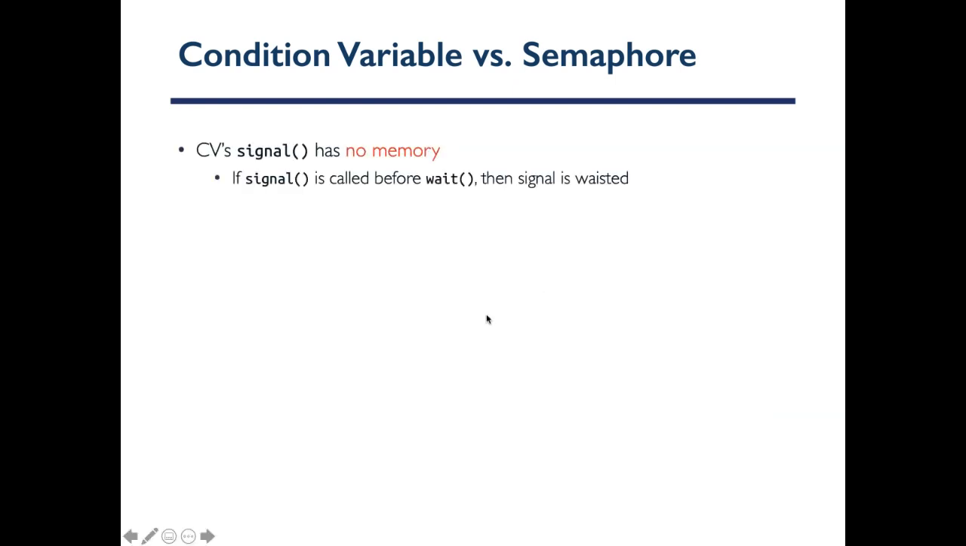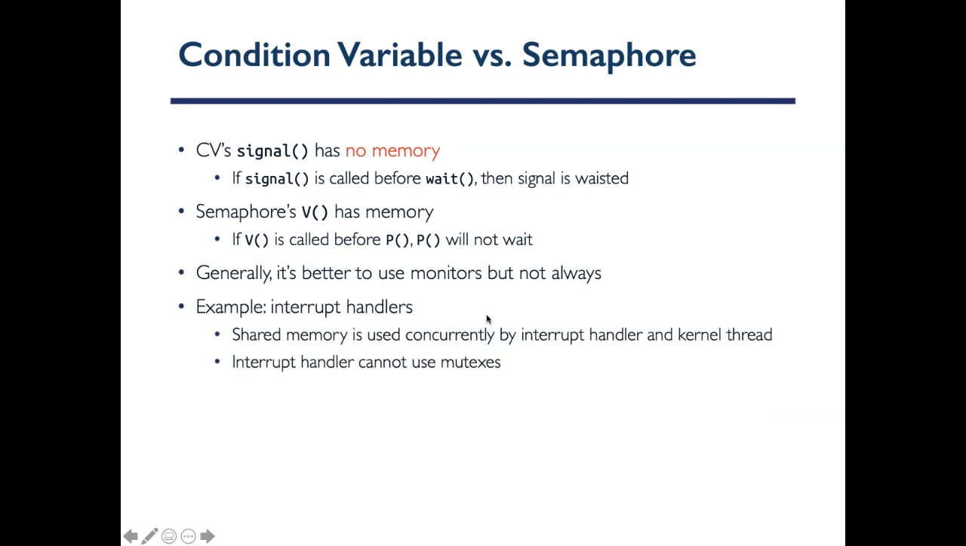Okay, sorry about that. So let's go back to this example. Let's say that we have a shared memory that is used concurrently by the interrupt handler and a kernel thread. So now this should make sense. Now we talked about the fact that an interrupt handler cannot use the mutex because they are not basically suspendable. You cannot suspend an interrupt handler, whereas with mutexes, you always have to suspend. If you want to acquire the mutex and you don't have it, you get suspended.